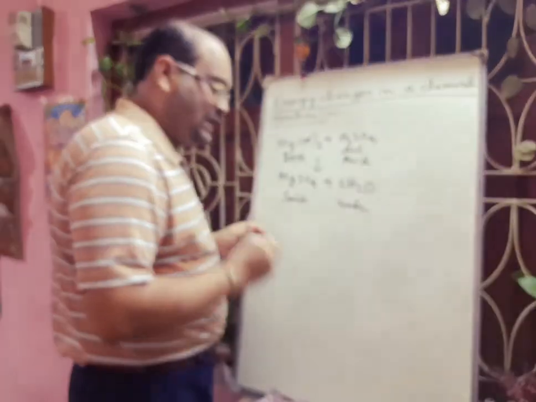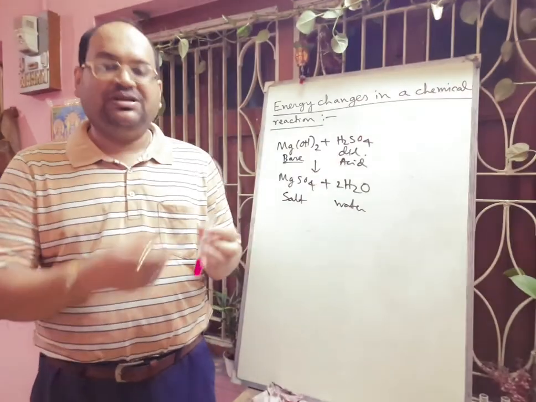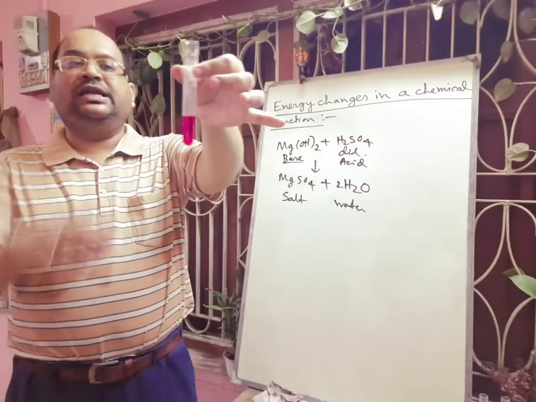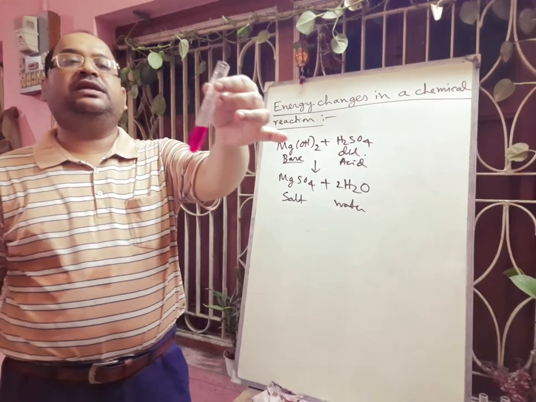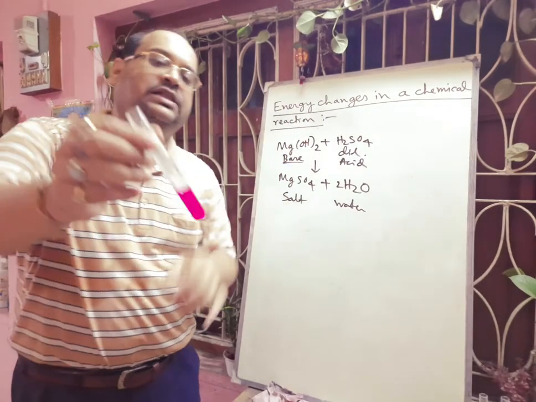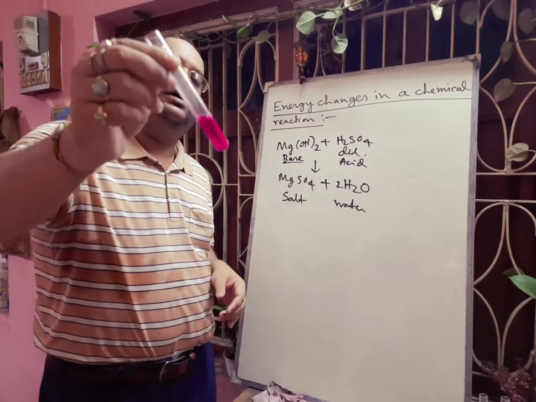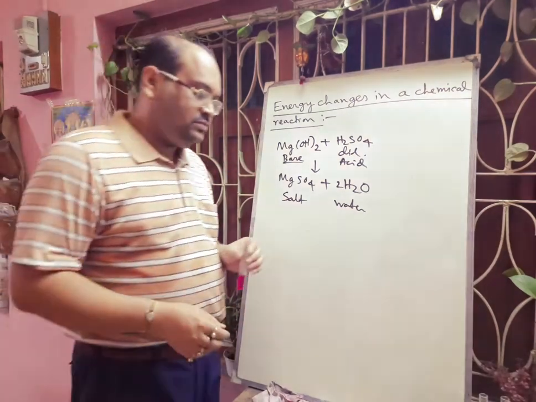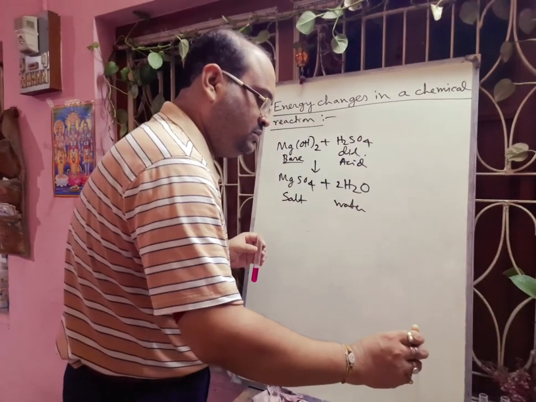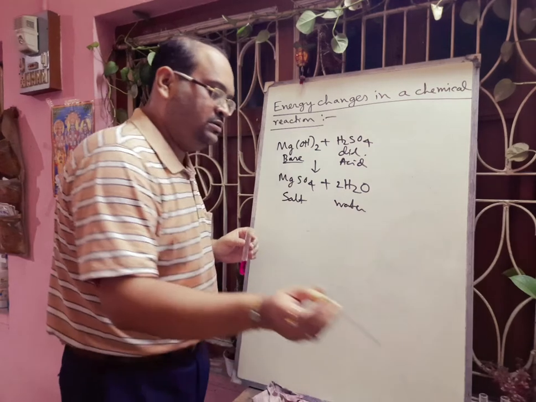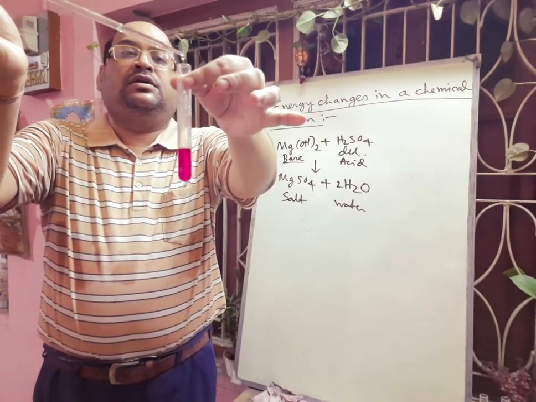Now how do we understand that the base is neutralized by acid? Here we have taken one indicator. Already I have shown you that inside this magnesium hydroxide the phenolphthalein indicator is there. That is why it is showing that pink color. Now if we add acid drop by drop to this solution, then you see what is happening here.